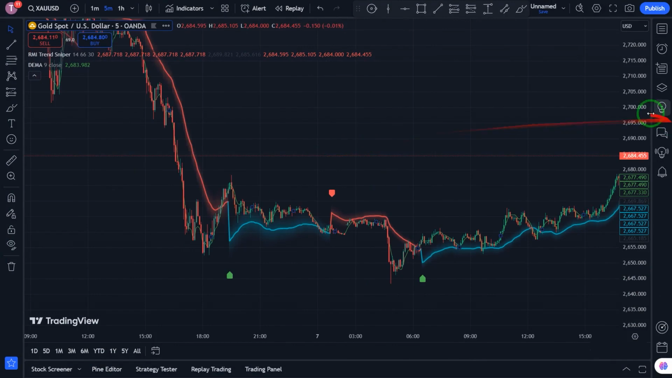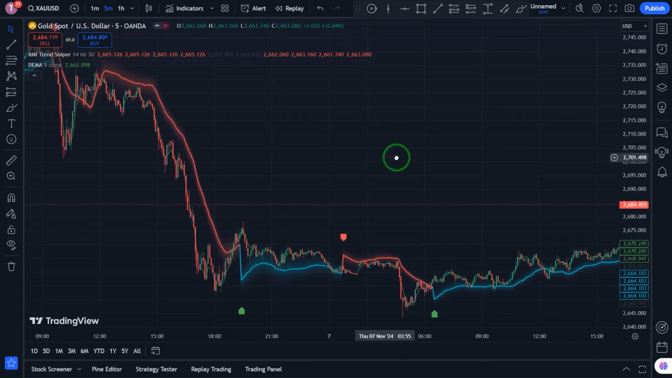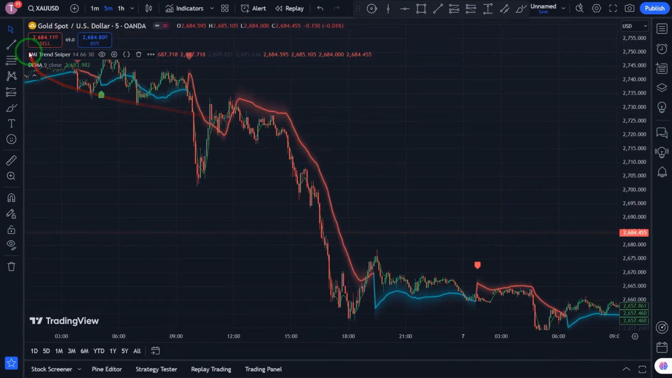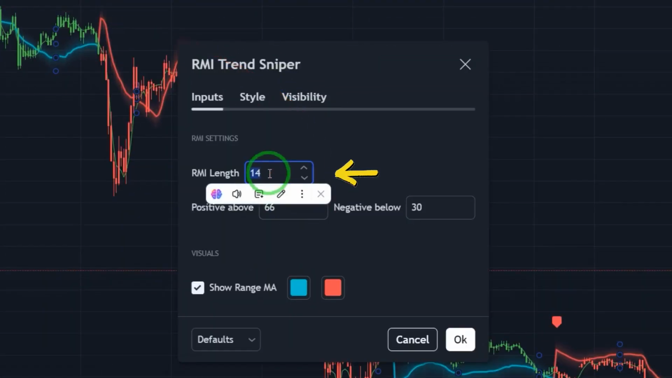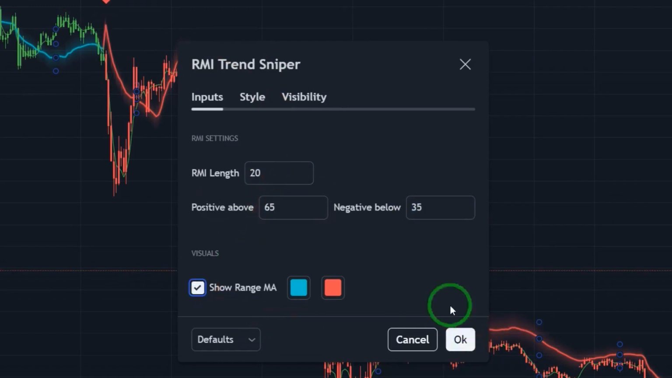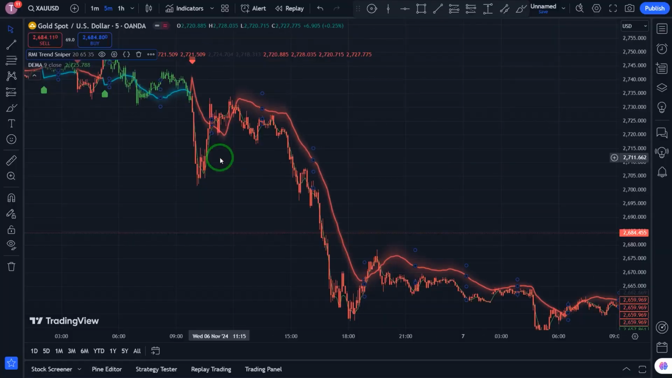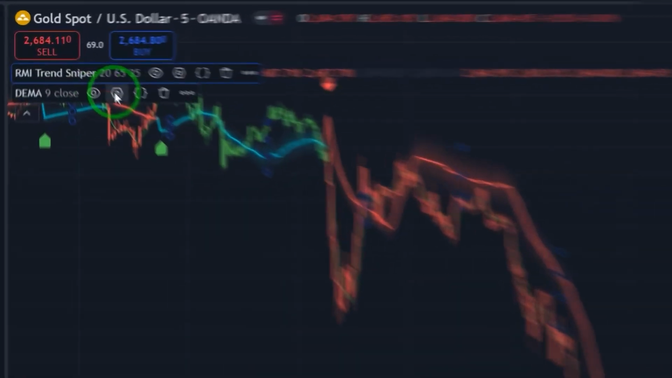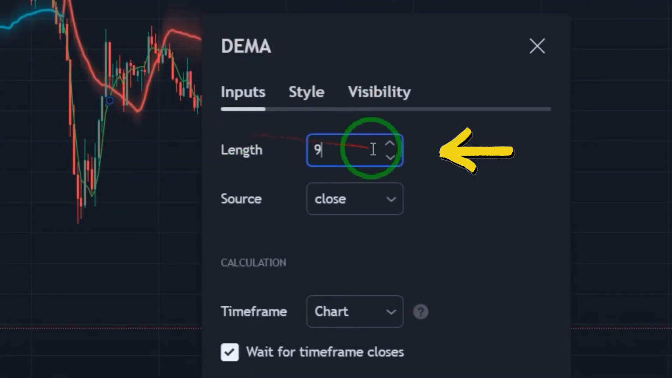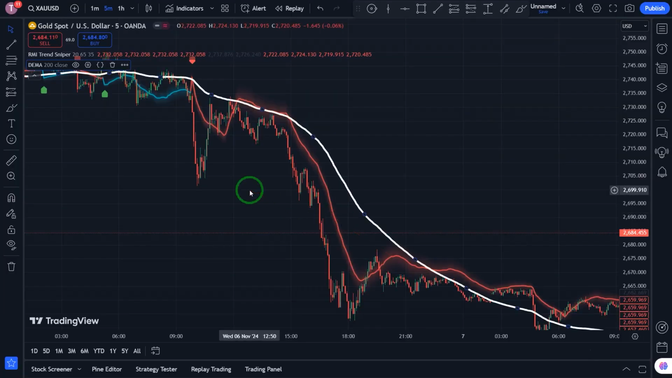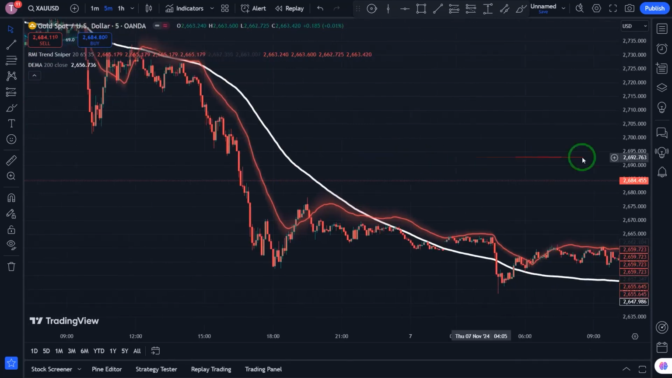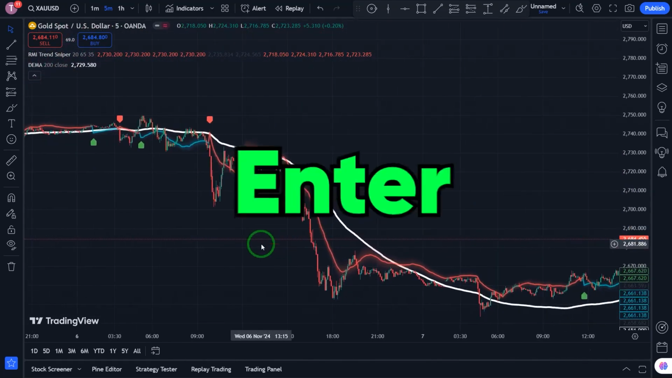However, to increase our win rate, we need to change the default settings of these two indicators. So let's enter the settings of our first indicator and change the values you see. Now, after doing this, we need to enter the settings of the second indicator and apply some changes there as well. After making changes to both indicators, it's time to understand where we should enter trades.